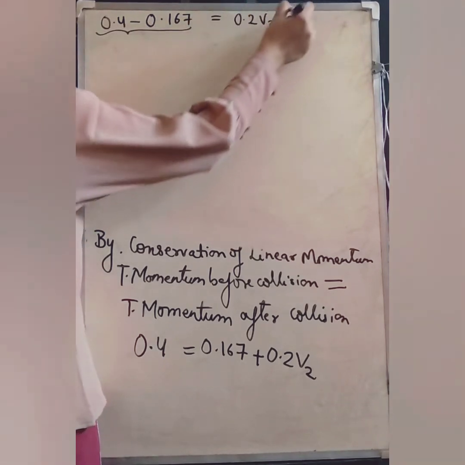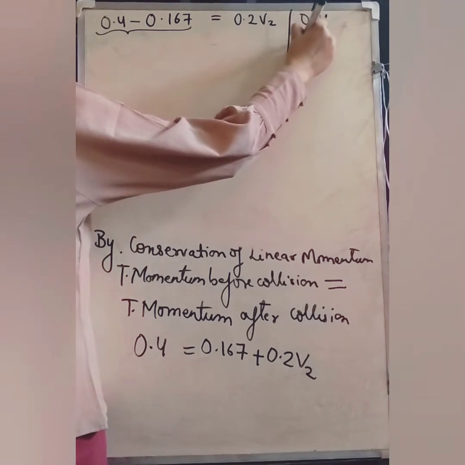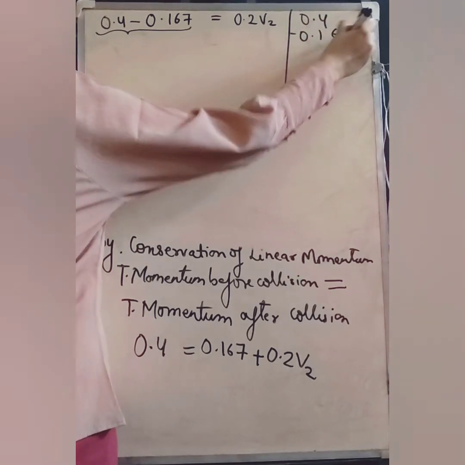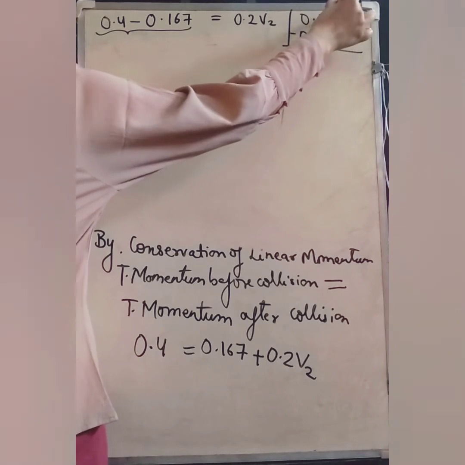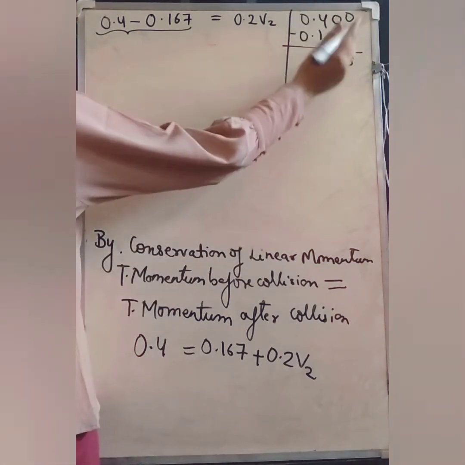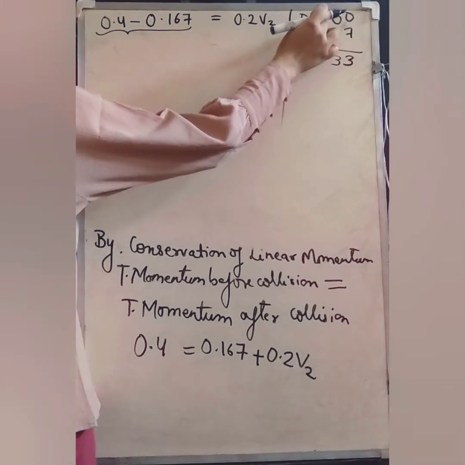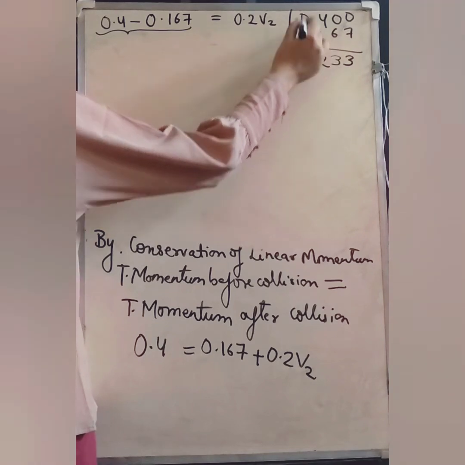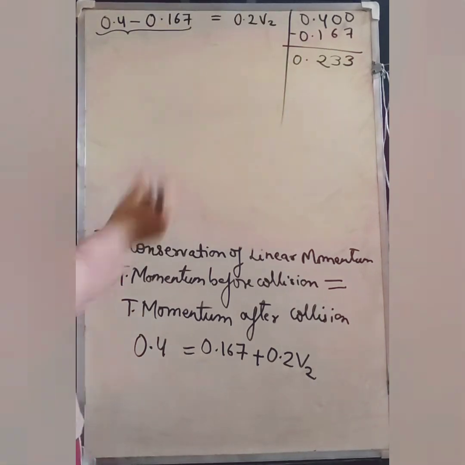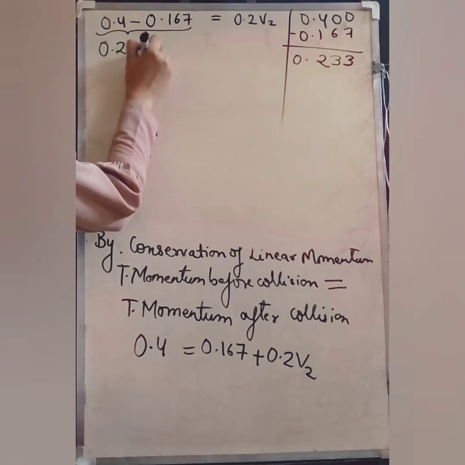Now we have to subtract this. See, 0.4 minus 0.167. Nothing is there, so I simply put 0 here. 10 minus 7 is 3. 9 minus 6 will become 3. 1 has gone there for carry, so it will be 3 minus 1, 2. And 0.233. So it will be 0.233.